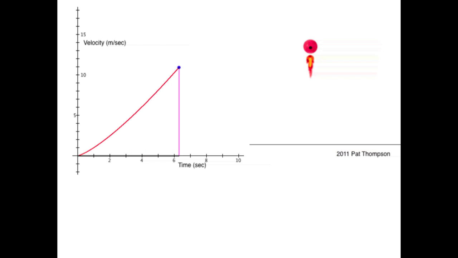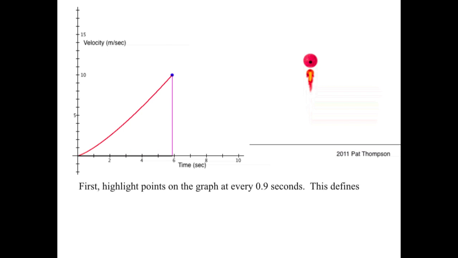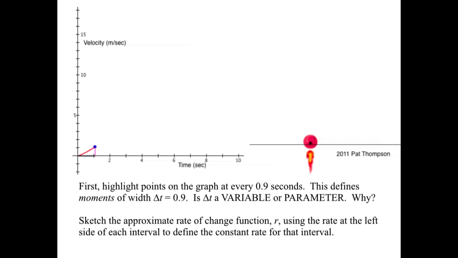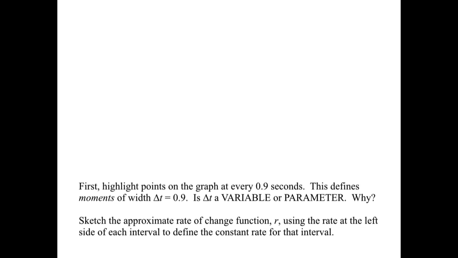So yeah, they change from one to the next, but in a particular moment, we're going to do big moments, right? Not small moments, big moments, and in each big moment, we're going to have a constant rate of change, right? So first I'm going to do moments of 0.9 seconds. So I'm going to call that delta t. Is delta t a variable or a parameter? Right, because it's not going to change. So what would the approximate rate function look like? Can you imagine that?